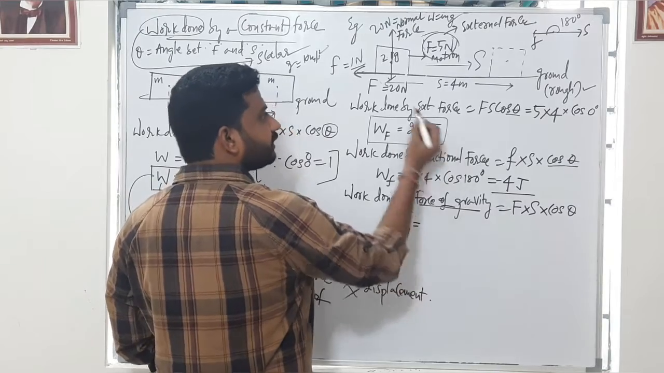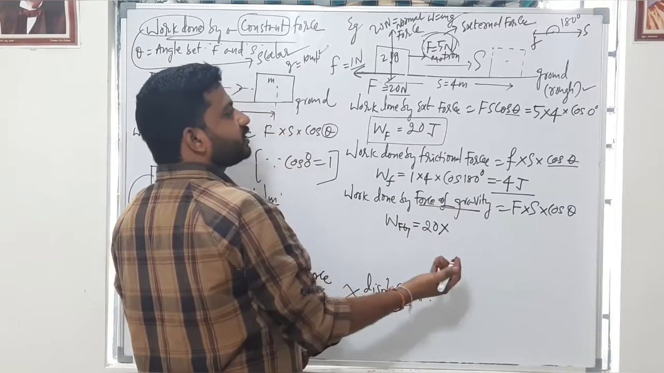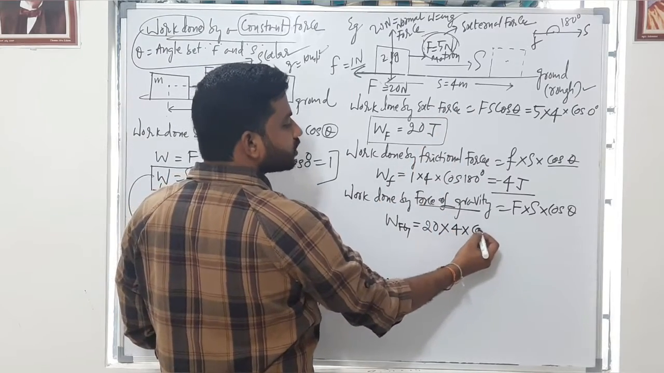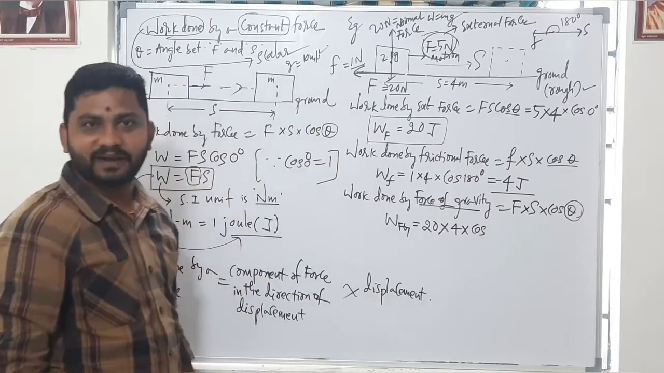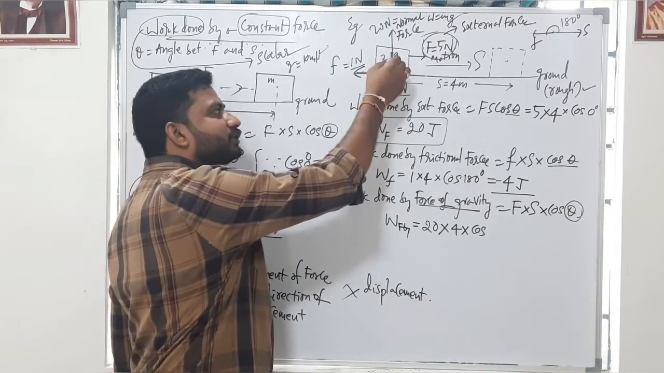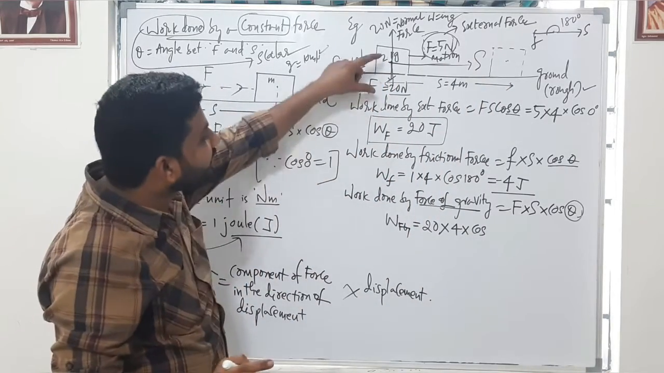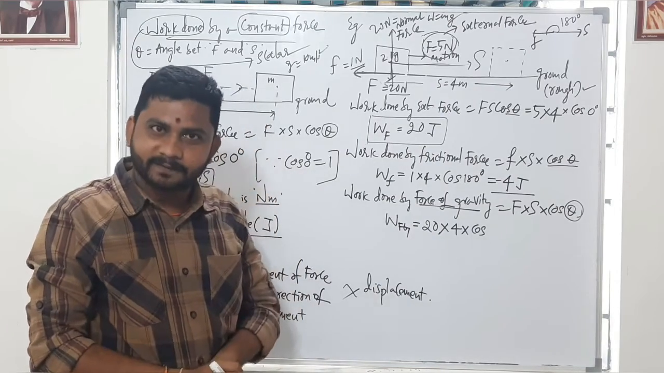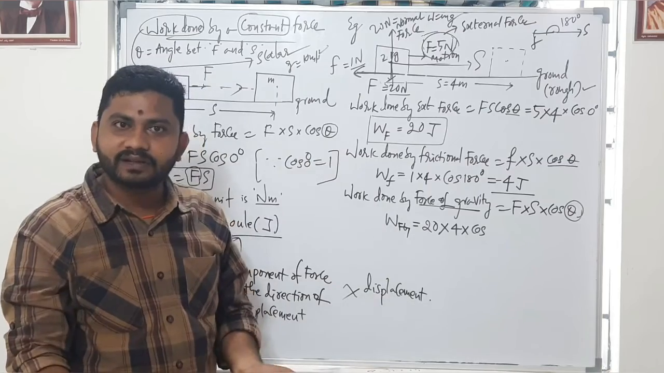What is the force of gravity here? 20 newtons, into displacement. What is the displacement here? 4 meters, into cos. Tell me the angle between the force of gravity and displacement. This is the force of gravity and this is displacement. What is the angle between this force of gravity and displacement? Is it 0 degrees? Is it 180 degrees? Is it 270 degrees?